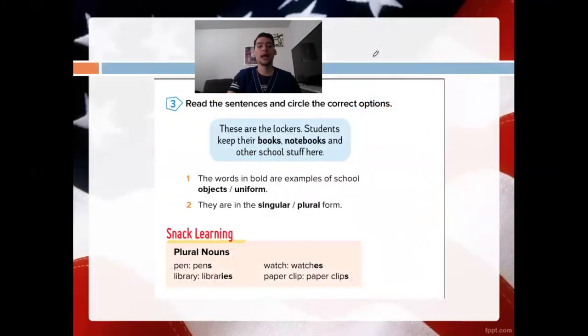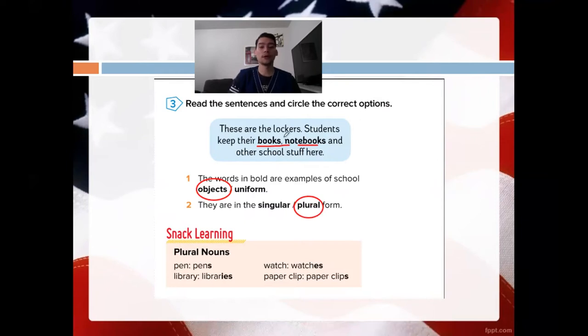Read the sentences and circle the correct options. These are the lockers. Students keep their books, notebooks, and other school stuff here. The words in bold are examples of school. Pessoal, essas palavrinhas aqui, ó, em negrito. Okay? Keep their books, notebooks. Of school. They are objects or they are uniform? They are objects. Okay? Two, they are in the singular or plural form? They are in the plural. Plural form.